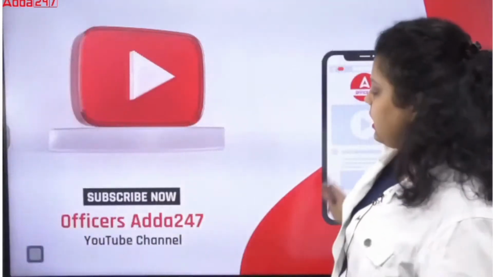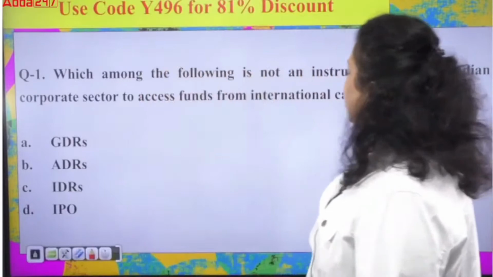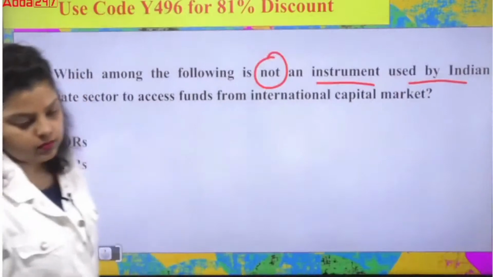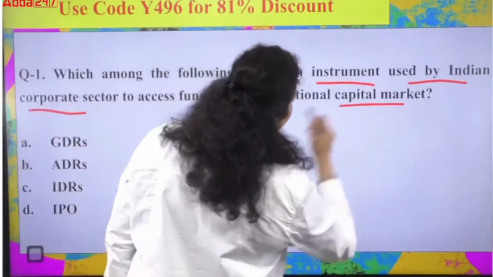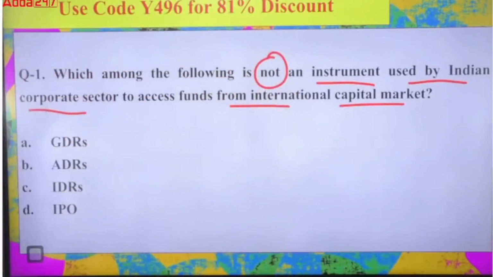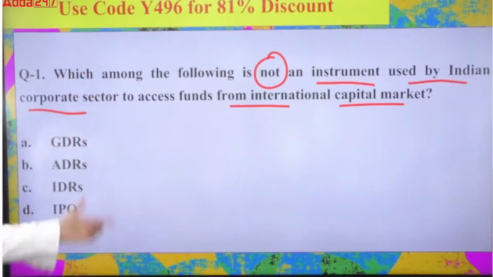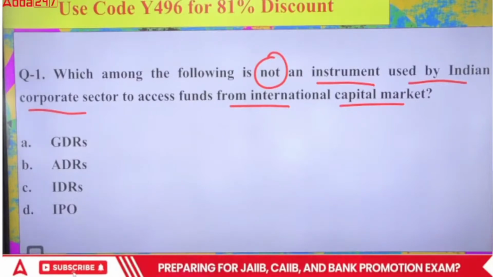Now let's start the session with the first question. Which among the following is not an instrument used by the Indian corporate sector to access funds from the international capital market? So what we are saying is: which of the following is not an instrument you can use to raise funds from the international capital market? Is it GDR, ADR, IDR or IPO?